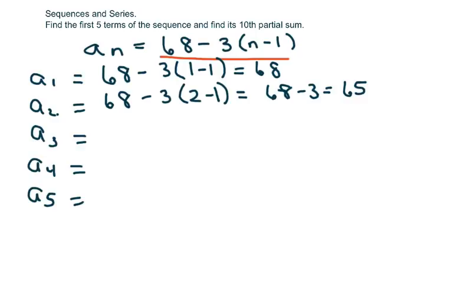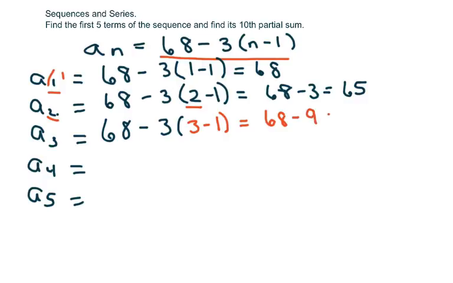Let's try a third one. We have 68 minus 3, and I'm using these. Remember, these numbers match. These are called index numbers. They're very important in finding patterns and everything. So we get 68 minus 6, sorry. And that gives us 63.